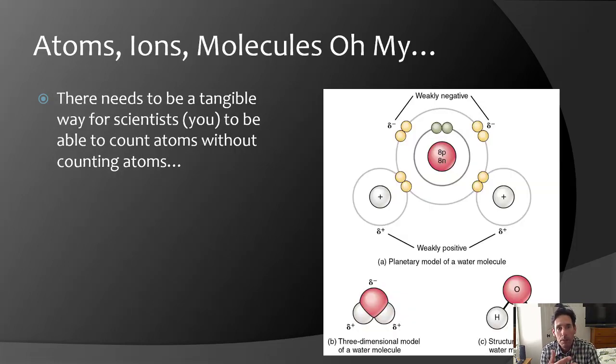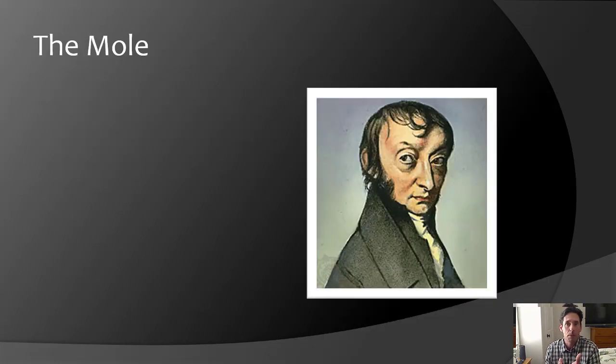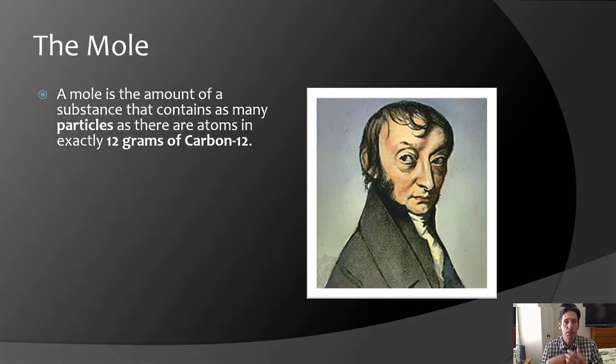So atoms and molecules and ions, we need to be able to get a tangible amount, meaning I can't count them all. There's no way I can isolate one. So how do we know how many we actually have? There was a scientist who decided to come up with a way of being able to count without counting. What he came up with is the mole, which, by the way, is derived from the Greek meaning heap or pile.